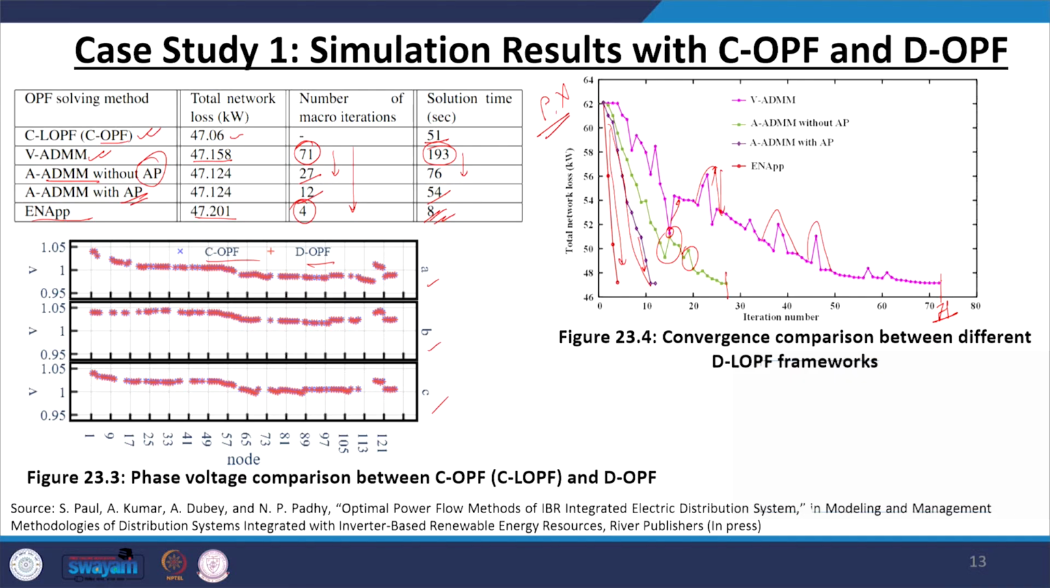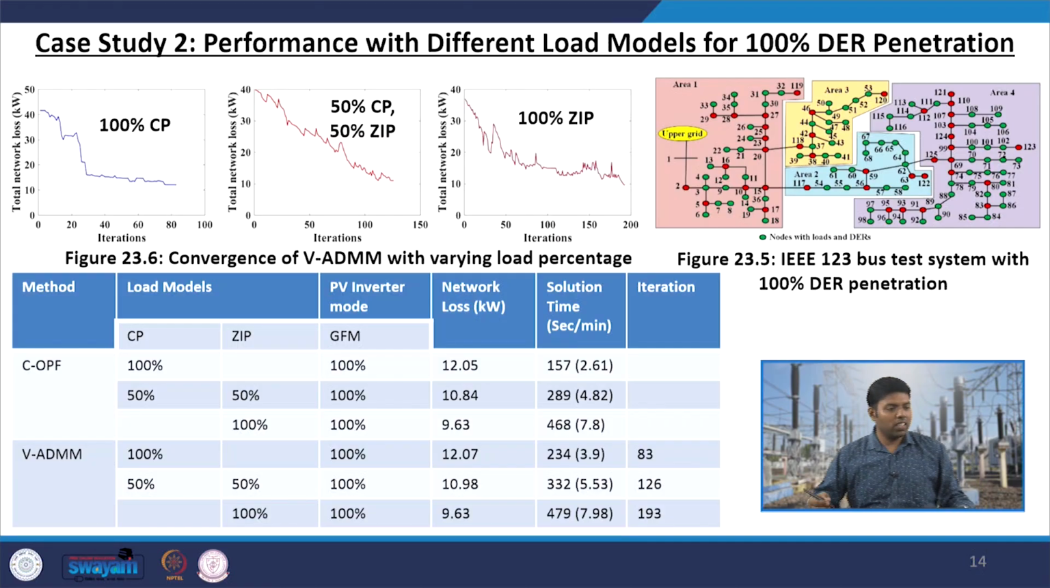So, we can say that the distributed OPF is a very good replacement for the centralized OPF. We have further extended the case study with different kinds of PV inverter models that we have studied in module 2. We have studied the volt-watt model, volt-var control model, and fixed inverter model or grid following model. So, if we impose those control strategies on the PV inverters, how will this distributed OPF perform, or even the centralized OPF?